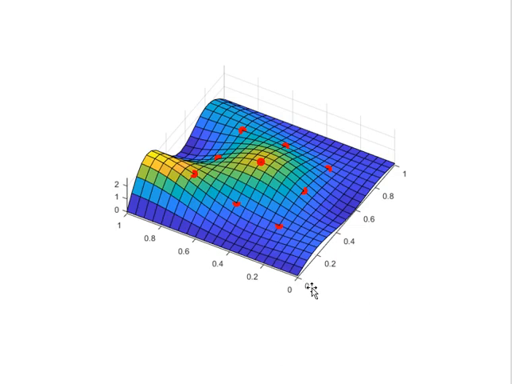This is how we can use two-dimensional interpolation. Thank you very much.